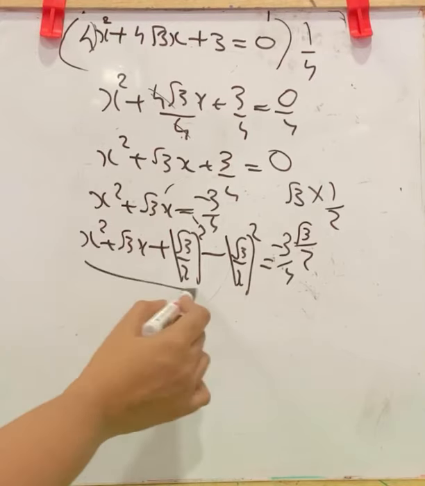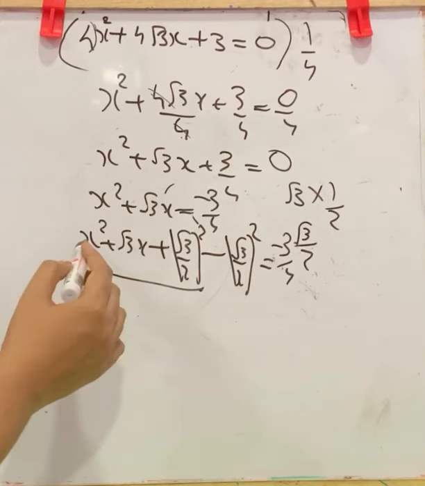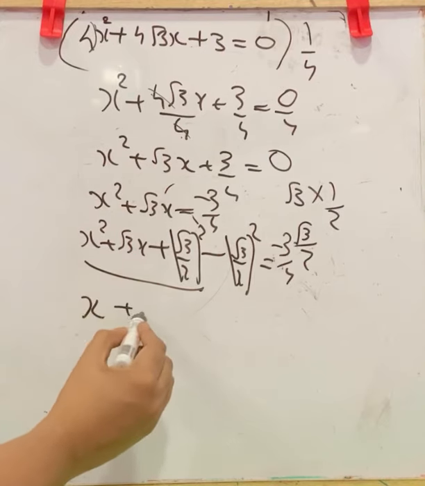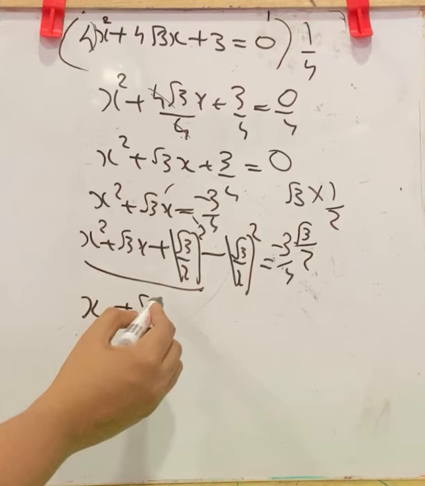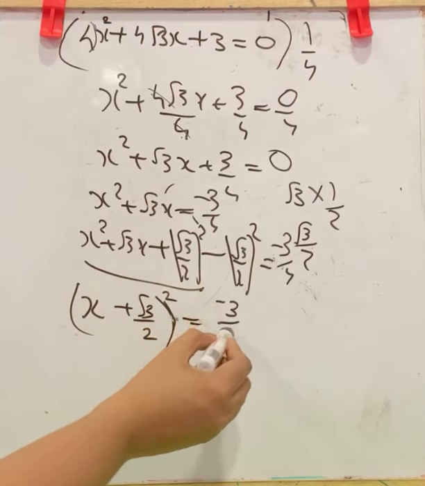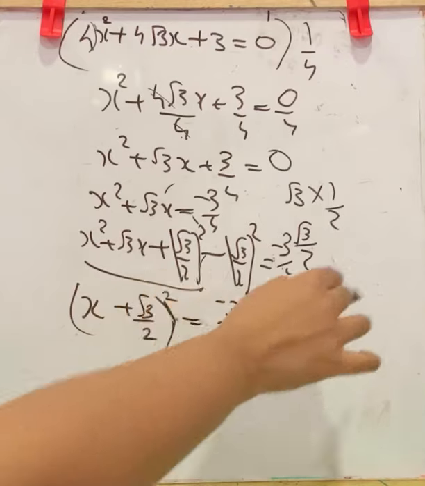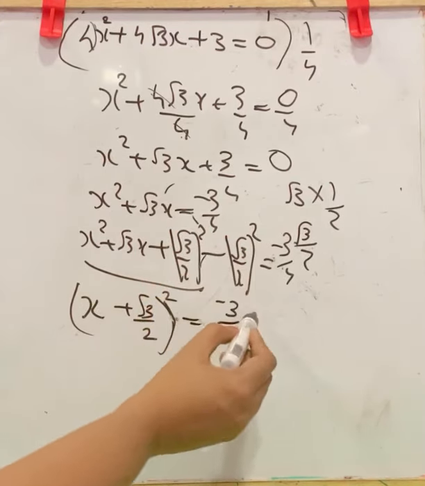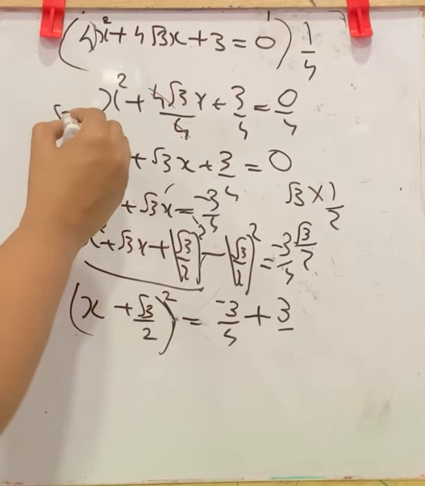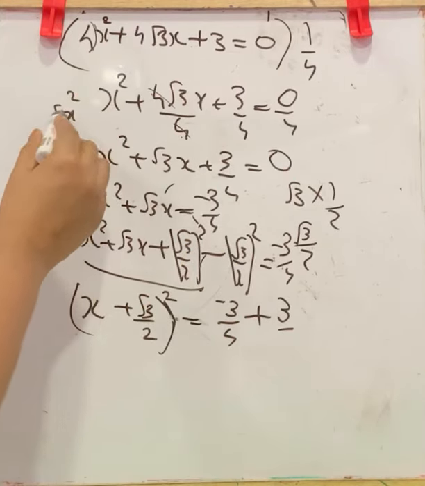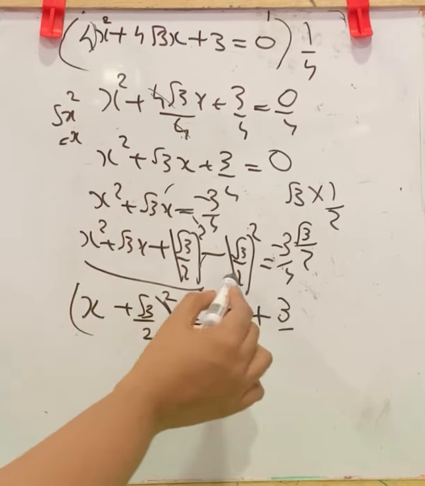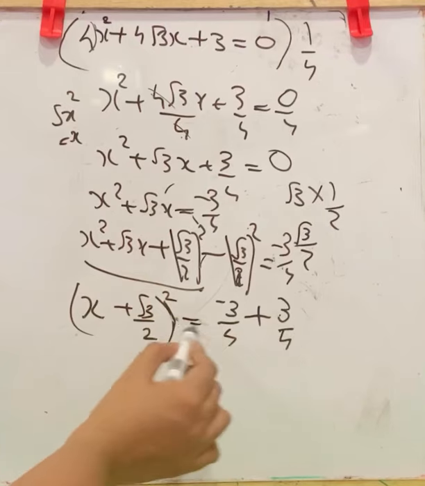This is the identity expansion, x plus y whole square. Here x is x itself, y is root 3 by 2, whole square equals, already we have minus 3 by 4 on RHS. This constant term we are taking to RHS, it becomes plus. Root 3 square is 3, you know root x square is x. So root 3 square is 3, and 2 square is 4.